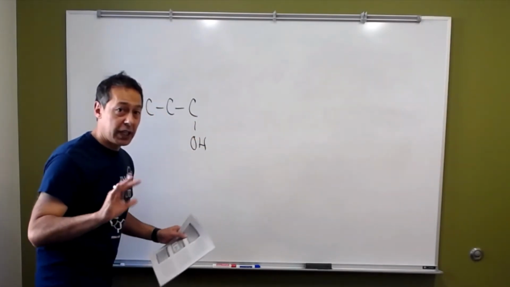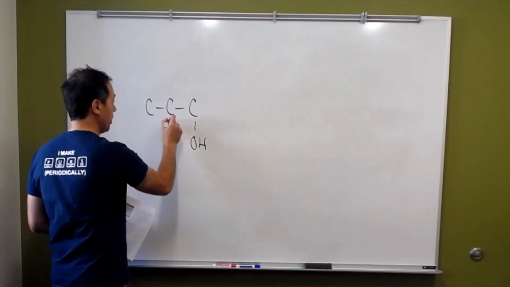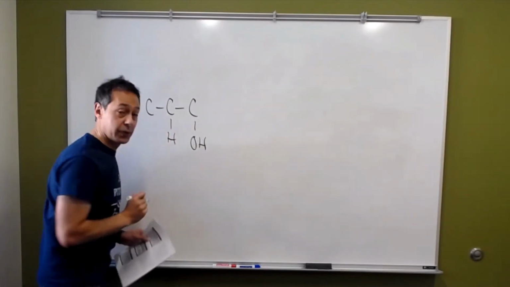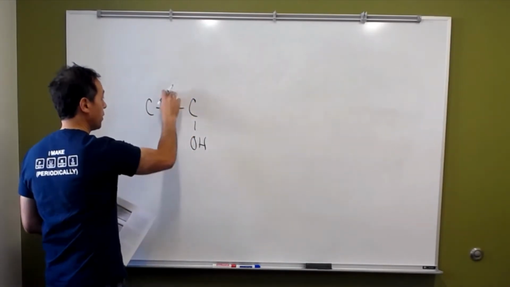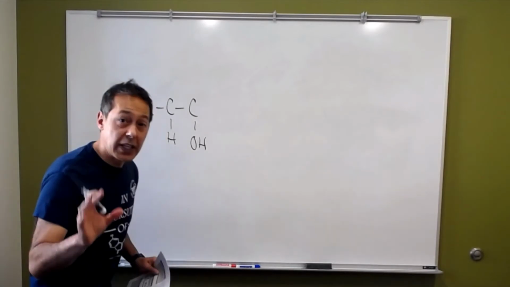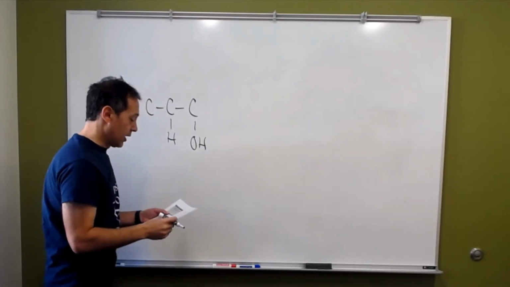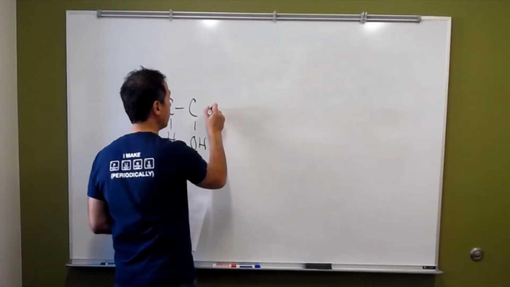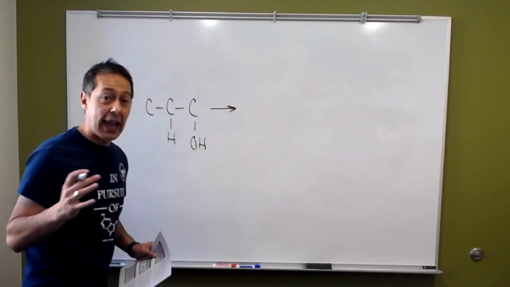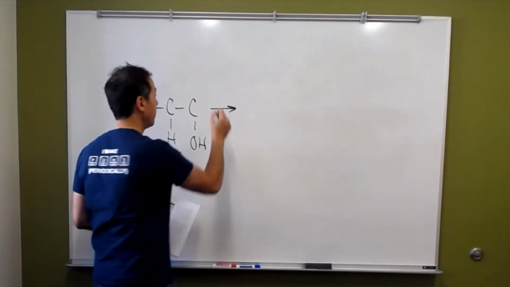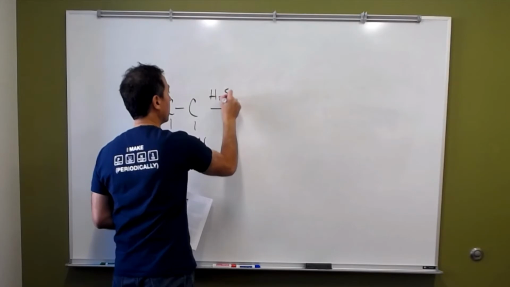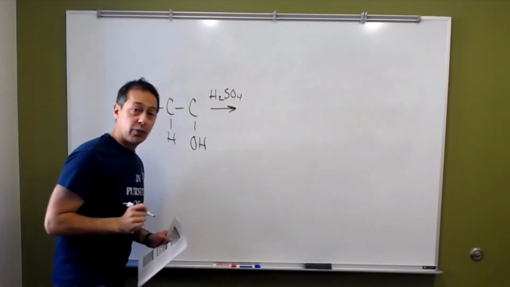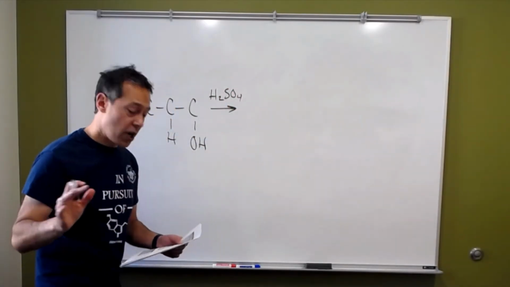And I'm not writing in all of the hydrogens here, but there'd be a hydrogen here like this, okay? And there'd be other hydrogens on here. I'm just being lazy and I'm not drawing them in. Now, in this dehydration reaction, you might have a strong acid as a catalyst, such as sulfuric acid. And with this, we're going to remove water.